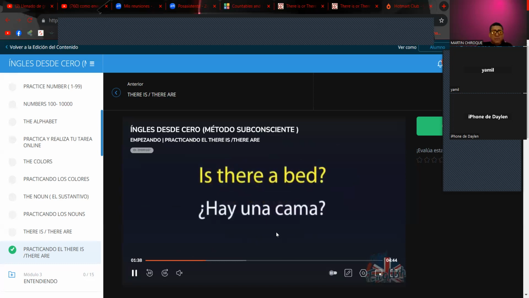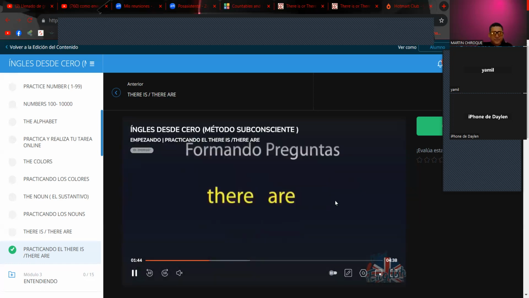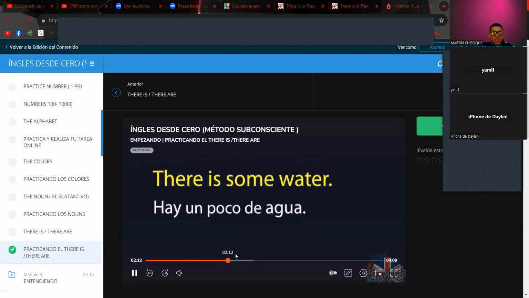Ahora, ¿cómo sería en pregunta? For example, you say here, is there a bed? No se olviden, chicos, que en inglés el signo de pregunta va al final, que se dice question mark. Is there a bed? En pregunta: ¿hay una cama? Conformando preguntas en plural, sería are there. Está clarísimo, teacher: are there.